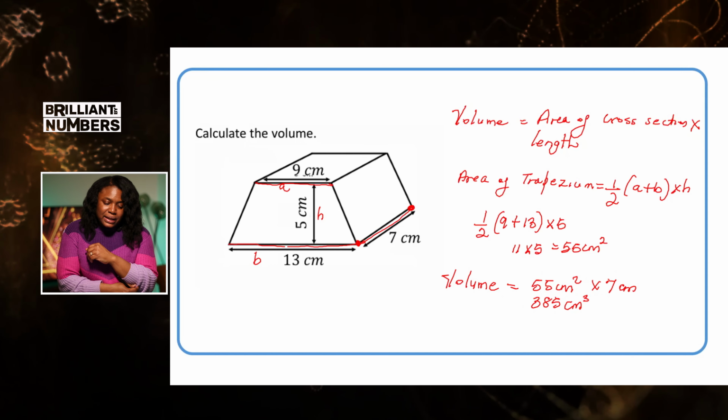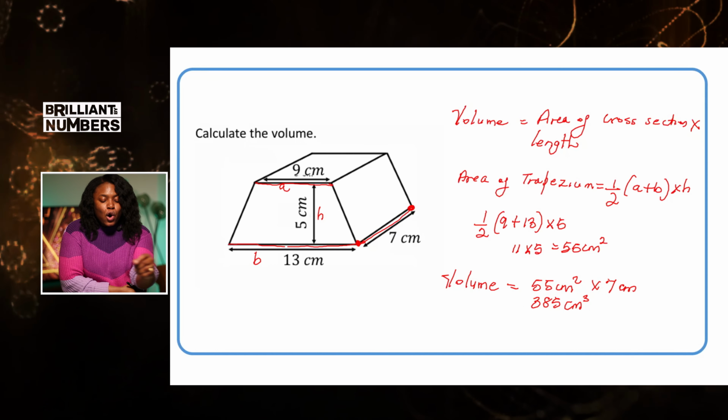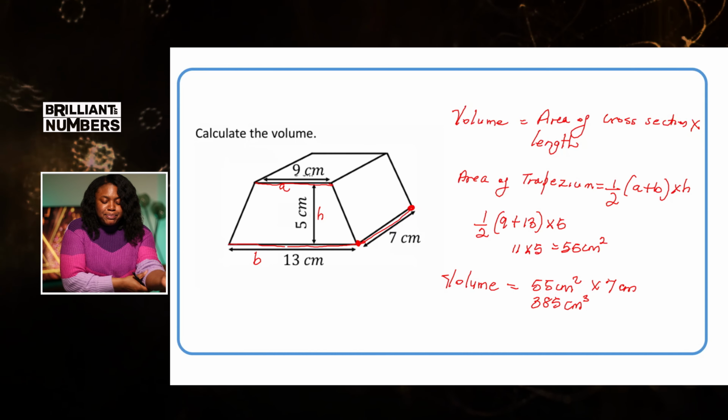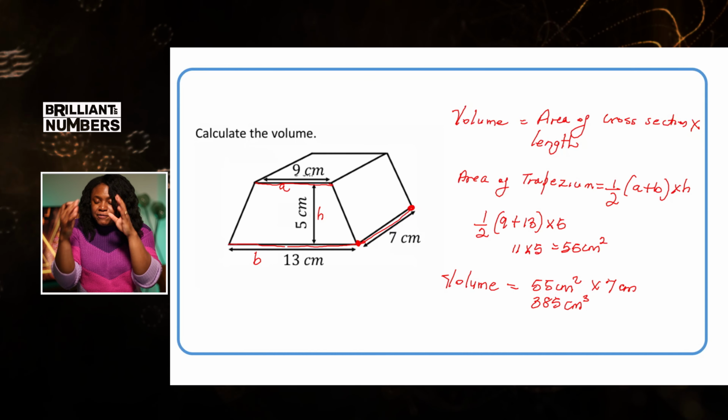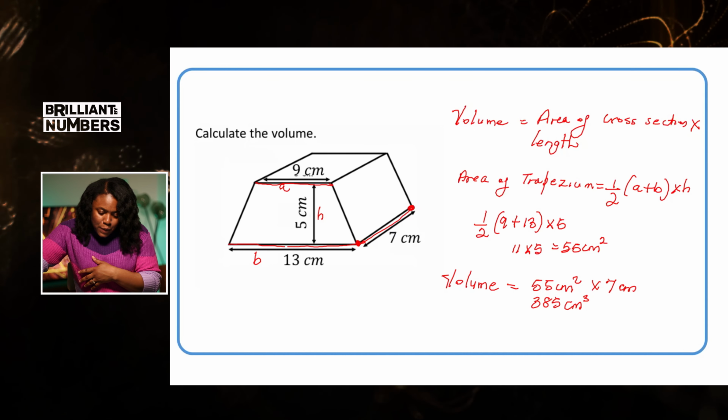So there we have it. We have found the volume of a trapezium face. The face is a trapezium multiplied by the length, so it is a prism that has the face of a trapezium.